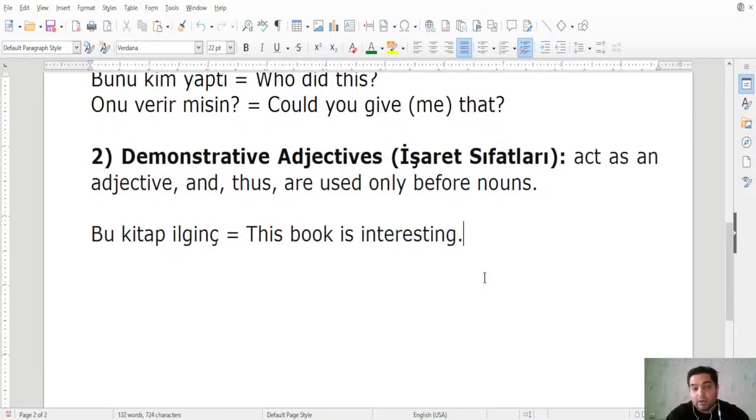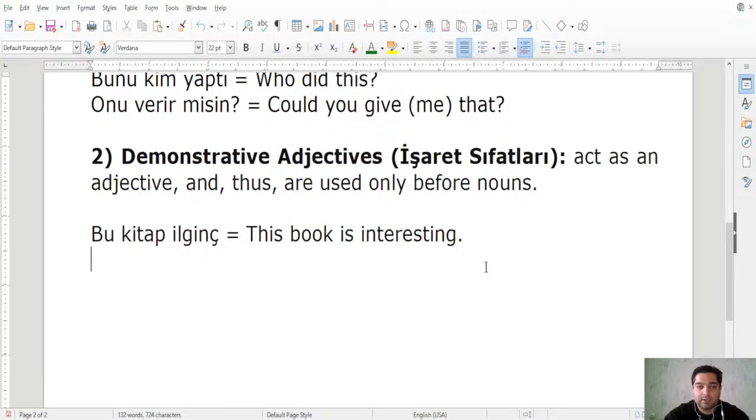Okay, you see, when we use bu, şu, o as demonstrative adjectives, you cannot make them plural. You cannot say bunlar kitap, right? Because bu, şu, or o here are used as adjectives, and they are not getting any plural ending. It's only bu, şu, o, and there are no other versions of demonstrative adjectives. Bu, şu, or o. Bu kitap ilginç. This book is interesting.